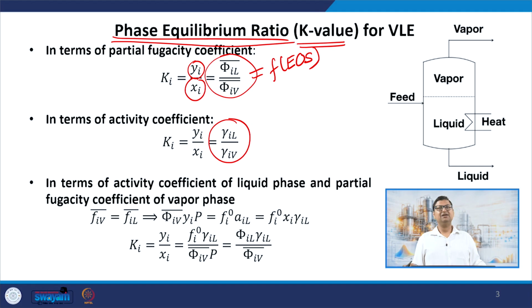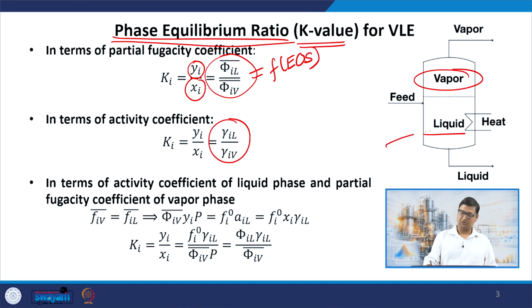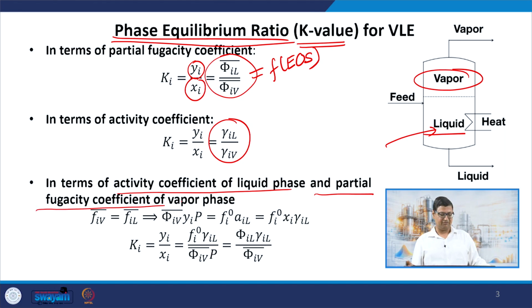Now, clearly, if I am using the partial fugacity coefficient, it is more appropriate for the vapor by the logic which I gave, but not appropriate for the liquid. Or I can use activity coefficient, but it is more appropriate for the liquid, not so appropriate for the vapor. So I can also, for example, use activity coefficient for the liquid phase and the partial fugacity coefficient for the vapor phase. And in order to derive the relation, we can go back to our earlier relations.